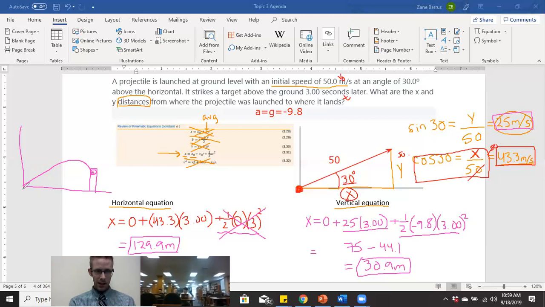So it traveled a horizontal distance of 129.9, and it traveled a vertical distance, so it ended up vertically only 30.9 meters off the ground.